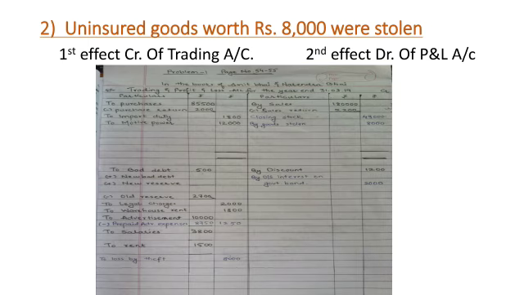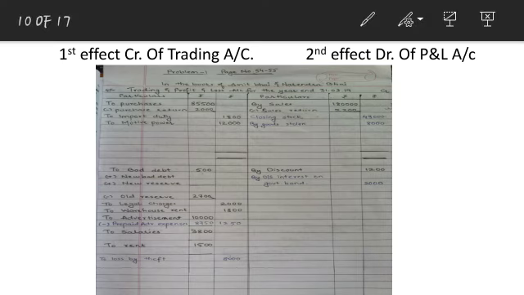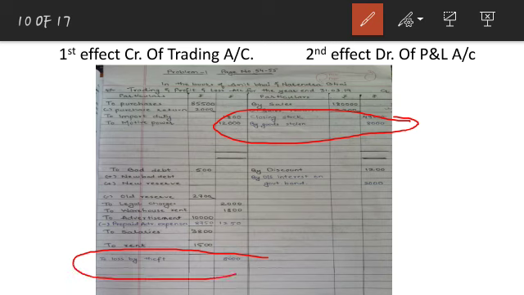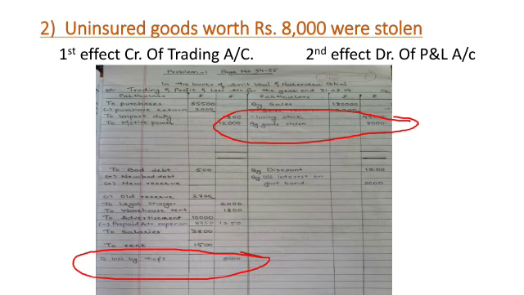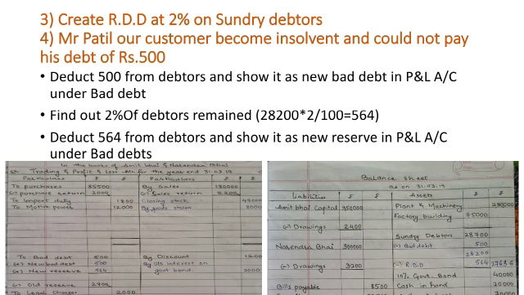After it, the second adjustment is uninsured goods of 8,000 were stolen. Stolen means theft, loss by theft. So the first effect goes to the credit of trading account by goods stolen rupees 8,000, and as it is a loss, to the debit of profit and loss account to loss by theft 8,000 rupees.